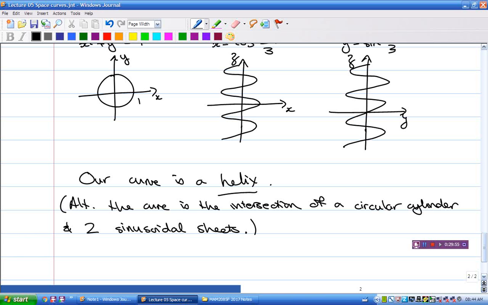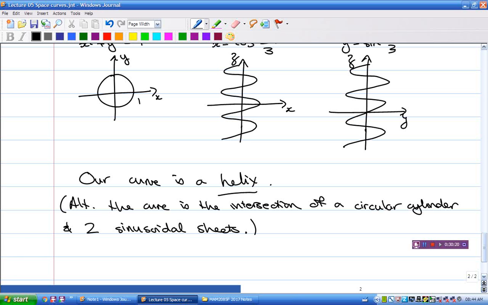Yes, question? When we get to quite funky shapes, will we be expected to draw them in 3D? Yes. The question, if you didn't hear it, was when we get to quite funky shapes, will we be expected to draw them in 3D? And the answer is yes. We will expect you to draw some quite complicated curves in 3D. So brace yourselves.